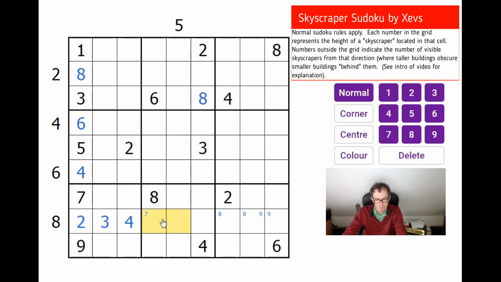So I don't know why I've got a 7 in there. The 5 must be in one of these 2 squares, and the 6 must be in one of those 2 squares.